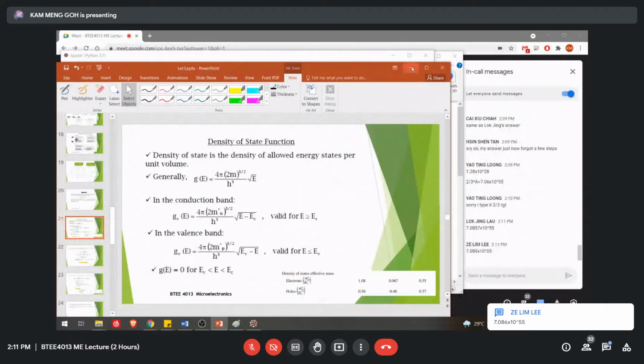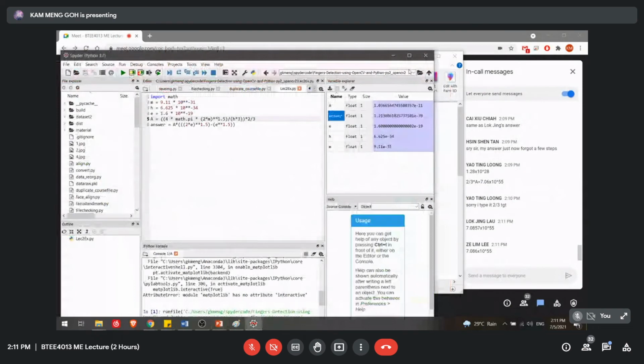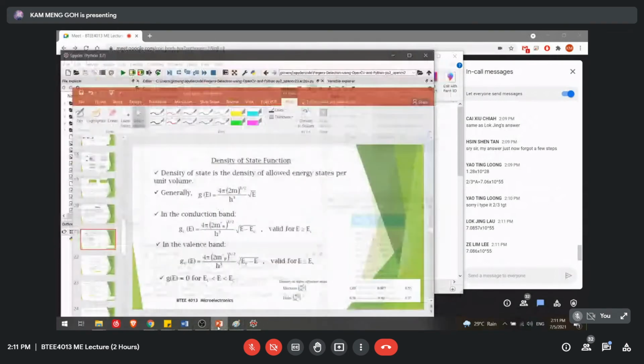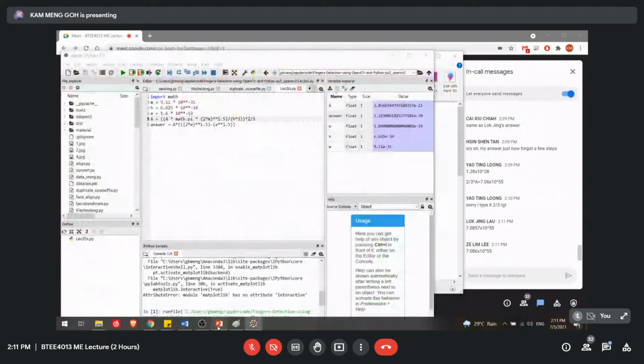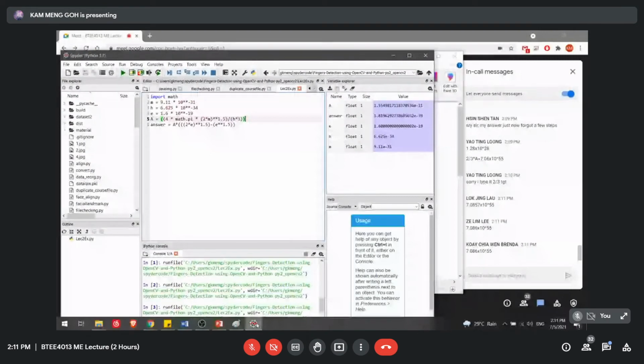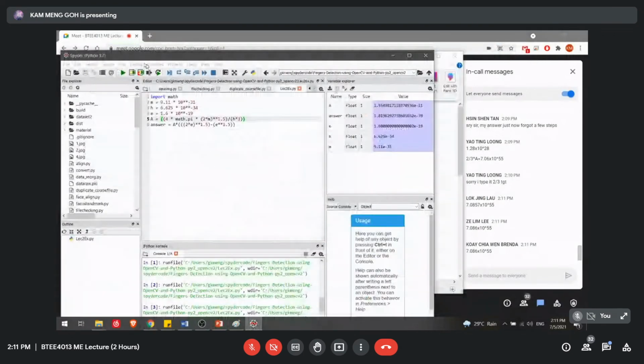Seven point zero eight six. Interesting. It means the one that I got has some error here. Let me check. 3/2, 1.5. Interesting. Okay, all get 7.06. Let me try my side here. Okay, I retype everything.